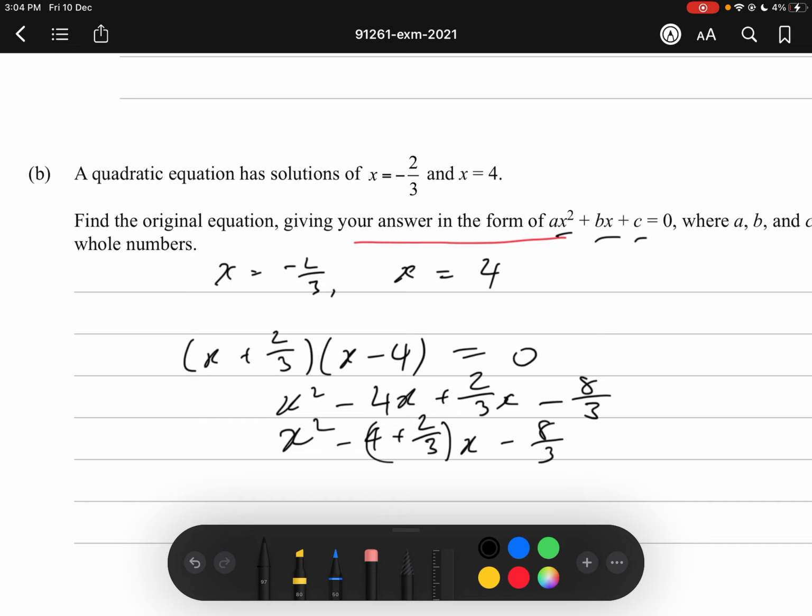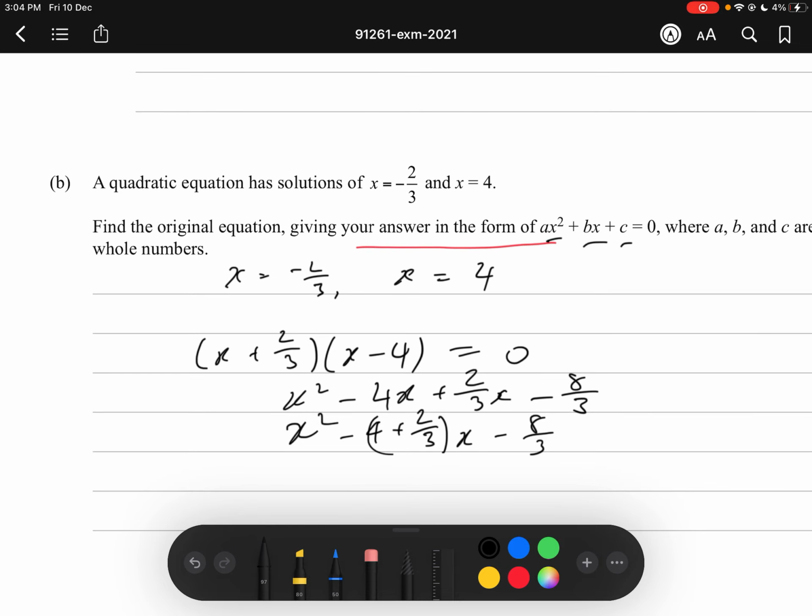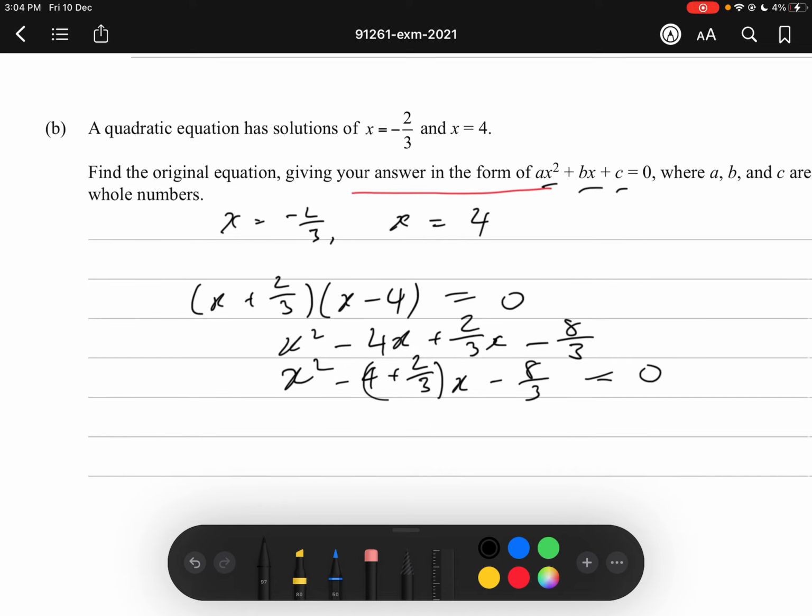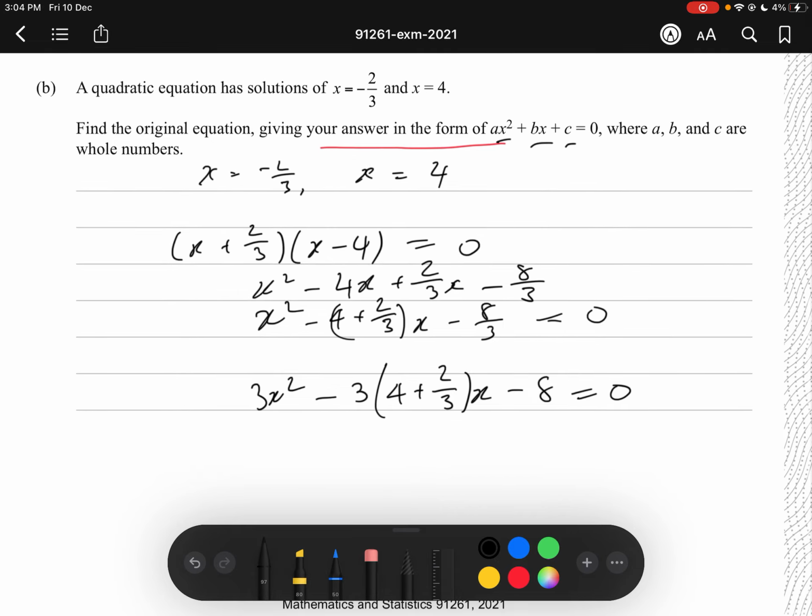We want a, b, and c all to be whole numbers. So if we're trying to get whole numbers, then we need to multiply everything by 3, since we have fractional terms in our equation. So we'll have 3x squared minus 3 times 4 plus 2 over 3 times x minus 8 equals 0. And 4 plus 2 over 3: 4 times 3 is 12, plus 2 is 14, so that's 14 over 3. 14 over 3 times 3 is just 14, so this equals 3x squared minus 14x minus 8 equals 0.